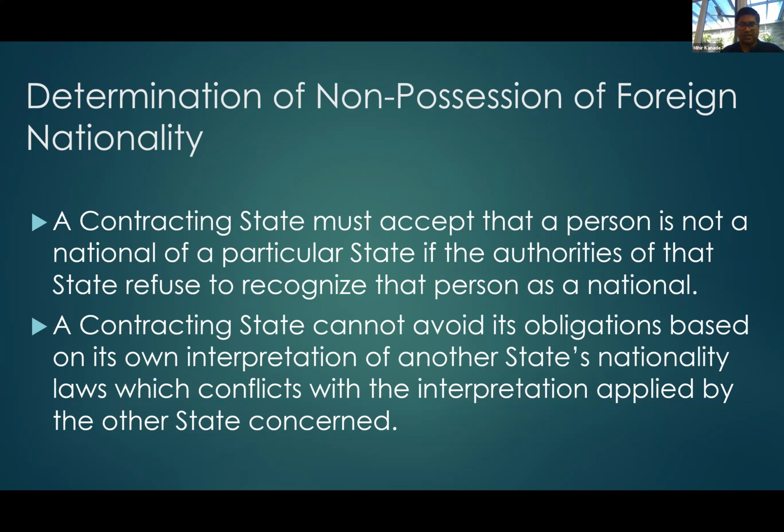If they say this person is not a national, then obviously a contracting state must immediately accept that. With the same logic is the next provision, which says a contracting state cannot avoid its obligations based on its own interpretation of another state's nationality laws, which conflicts with the interpretation applied by the other state concerned. So if another state says that, well, actually this person is not our national, we immediately must accept that. We can't go back and say, look, we are going to interpret your laws, and according to our interpretation, that person is your national, even if you say no. Such a scenario is not permitted under this convention. What is important here and what is the sole requirement is that the other country must say that we do not recognize this person as a national, in which case, if I'm a state party, then I am prohibited from depriving nationality in general to this particular person.